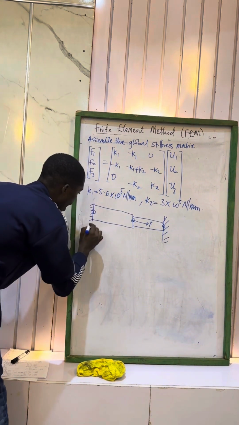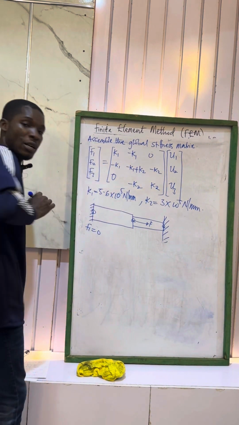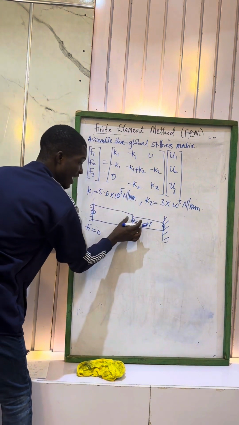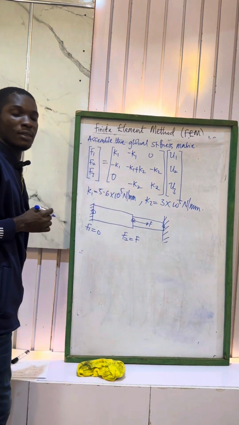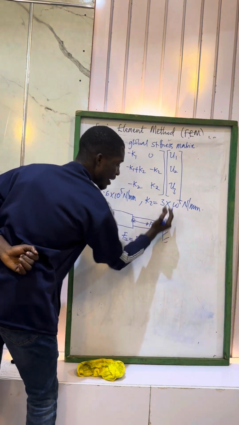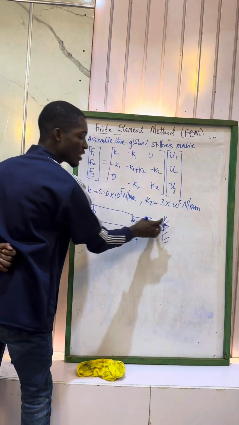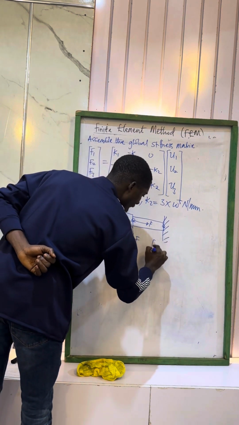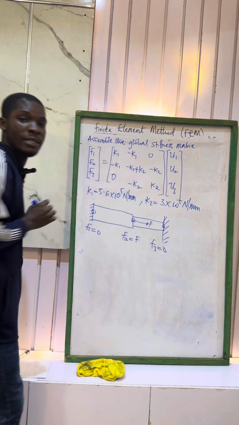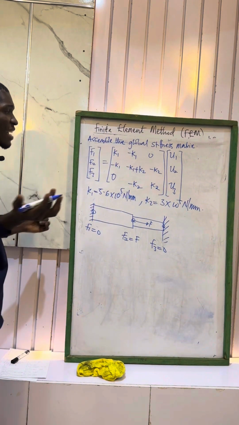So we say that F1 at this point is 0. Now, is there any force acting here? Yes. What is the force? F equals F. Now, if you look at this point, there is an obstruction. Since there's obstruction here, it simply means that there's no force acting at this point. So our F3 is 0.